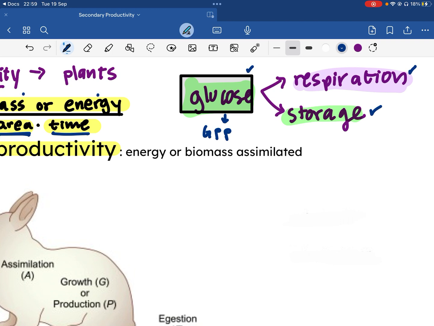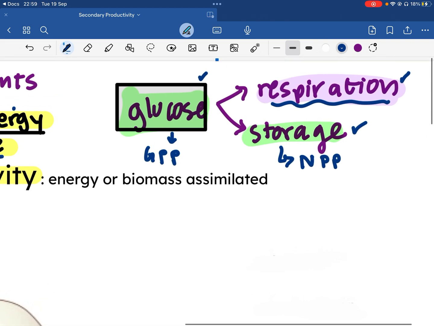So the mass that's lost to respiration, well, we account for that loss with net productivity. So just looking at the amount that's stored, that's net primary productivity. And this is what we saw for plants.